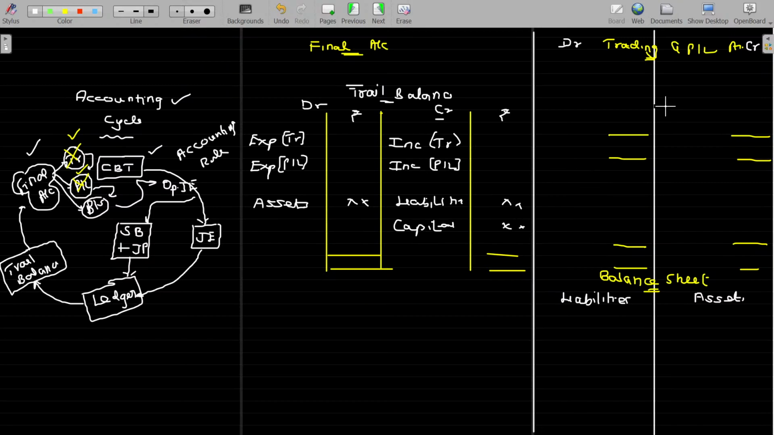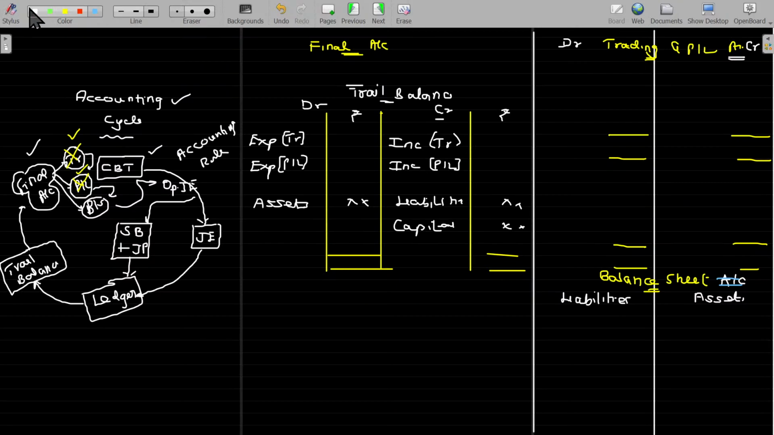Right. Here, trading and P&L account. Balance sheet, okay, is not an account. This is not an account. Clear? This is not an account. It's only a summary. What the company owns will come in the asset side and what it owes comes in the liability side. Right. Trading and P&L account, debit and credit we have.